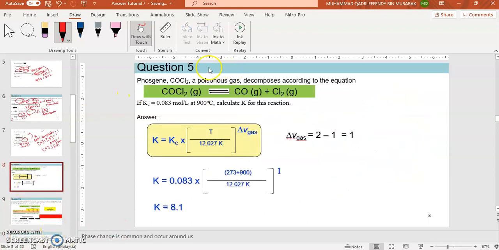Next, we move to question number 5. Number 5 asks us about the KC.